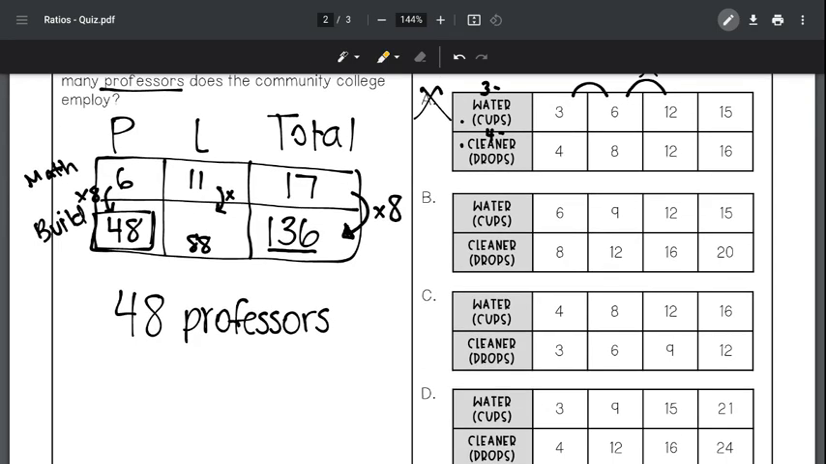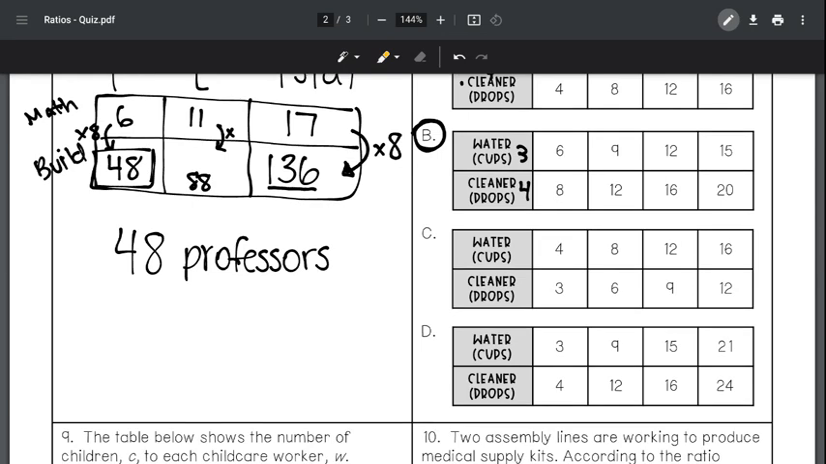All right, B. We started with 3 and 4. So 3 to 6 is plus 3. 6 plus 3 is 9. 9 plus 3 is 12. 12 plus 3 is 15. 4, 8, 12, 16, 20. That's perfect. That's great. That's what we need. Okay, B is your answer. C doesn't work if you put C, because we should have started with 3 for water and 4 for drops. And it looks like they already swapped them. So, big bad. No good. C's out.